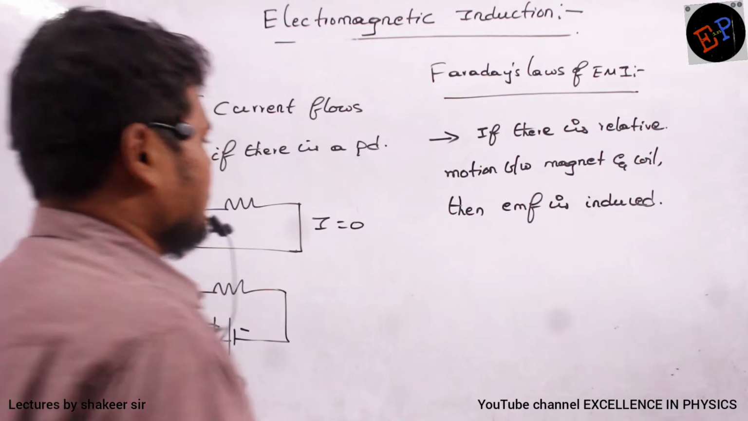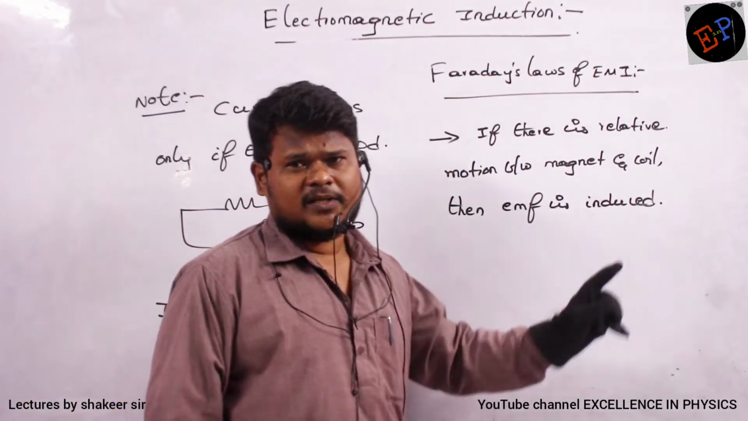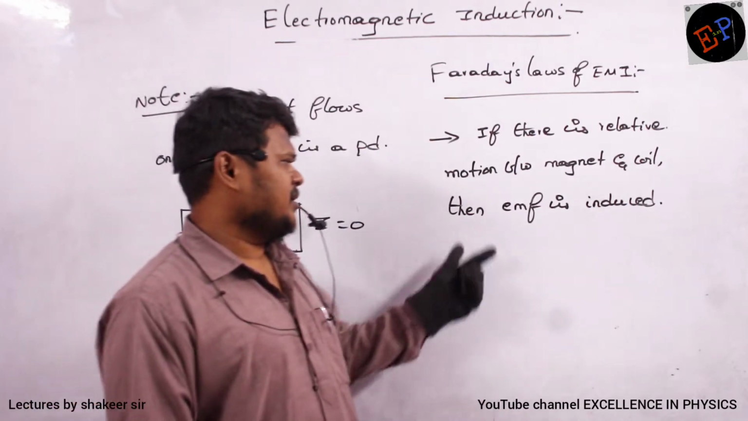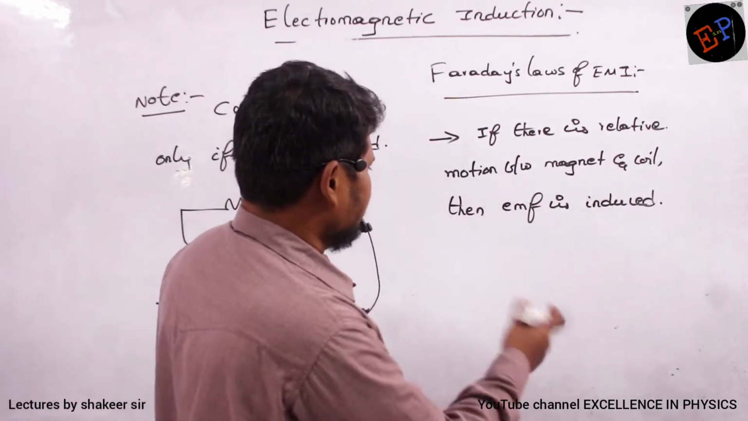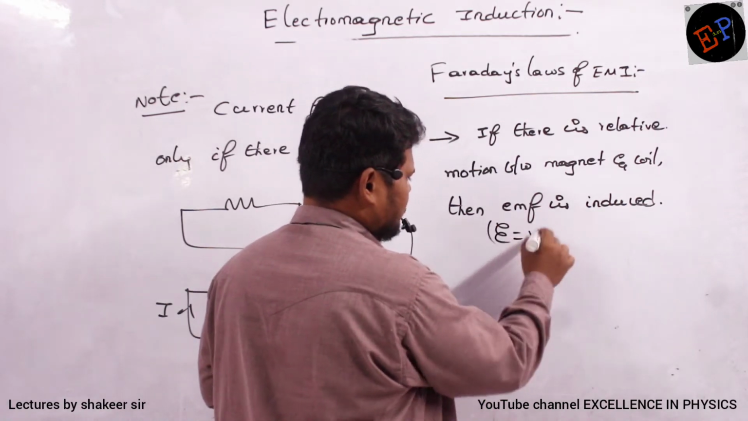Okay, same. So this is our first law. Already we studied this one. Whenever there is a relative motion between magnet and coil, then EMF will be induced. EMF is nothing but potential difference. Don't be confused. We call it E also, we call it V also. Both are same. Clear?